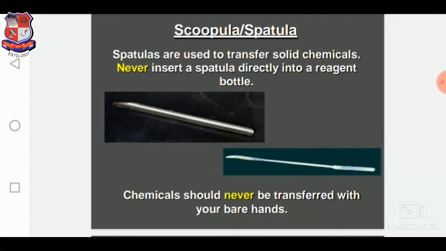Spatula or scoopula. Generally, spatulas are used to transfer solid chemicals. Never insert a spatula directly into the reagent bottle. Chemicals should never be transferred with your bare hands.